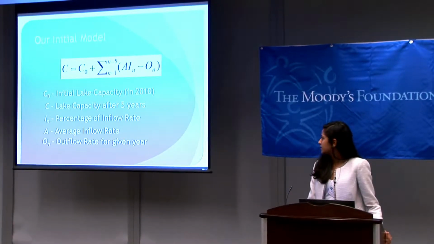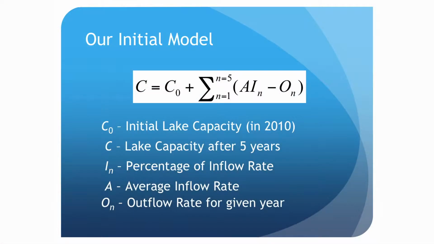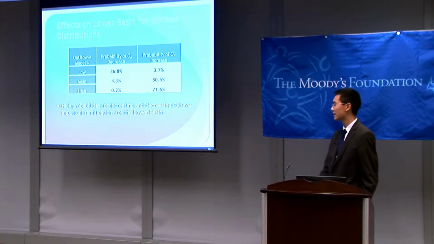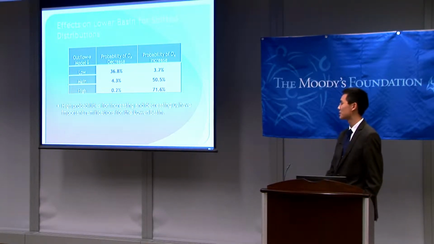I sub N represents the percentage of the inflow rate, A represents the average inflow rate, and O sub N represents the outflow rate. Our group is kind of like a specialist team, so we have some people's strengths and other people's weaknesses, and we all mash together and use our strengths to the best of our ability. This table shows the probabilities of the inflow having to change. And when the inflow changes, this has a direct impact on the lower basin receiving water.